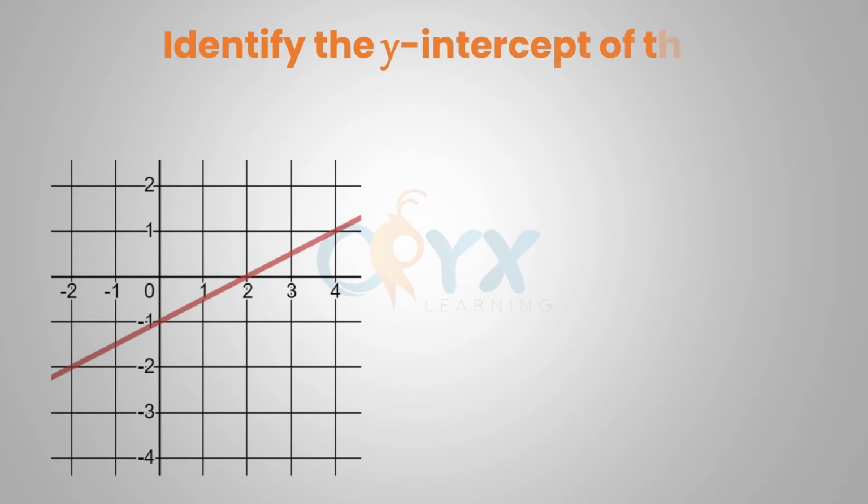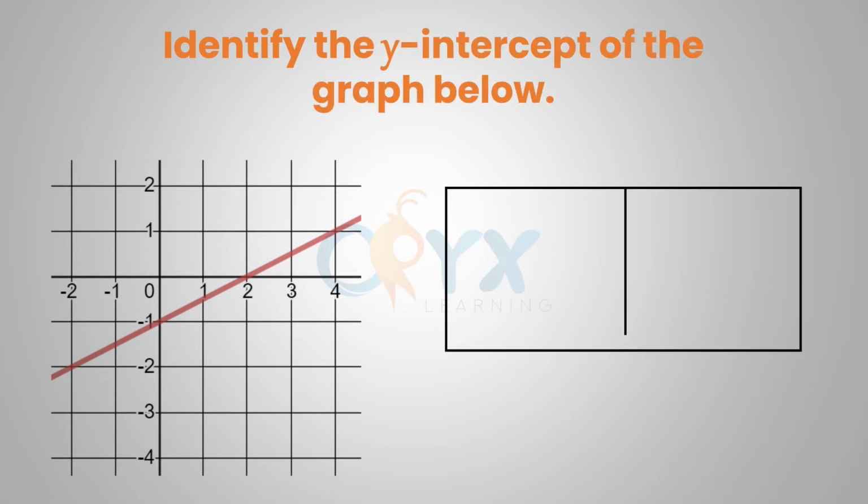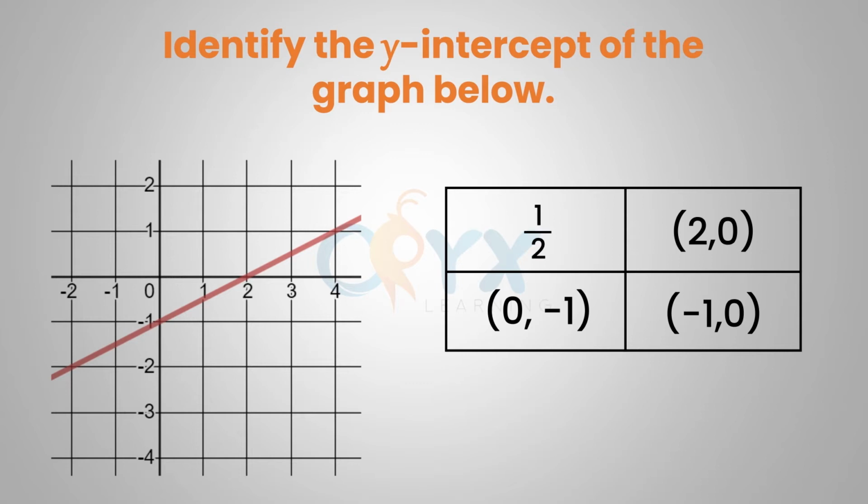Identify the y-intercept of the graph below. The y-intercept is the place in the graph that it crosses the y-axis. In this example, we can see that the graph crosses the y-axis at a value of -1. This makes the y-intercept the coordinate (0, -1).